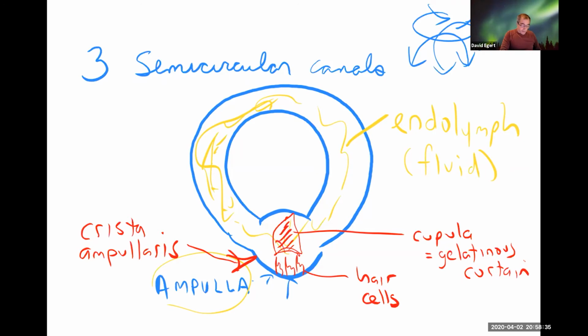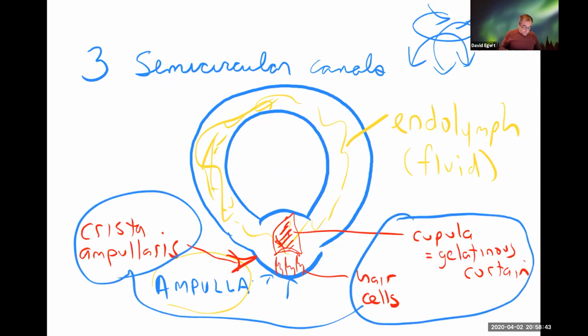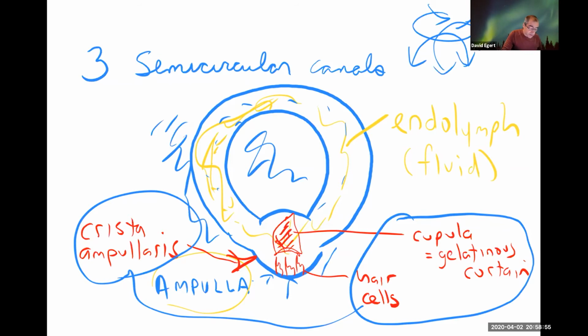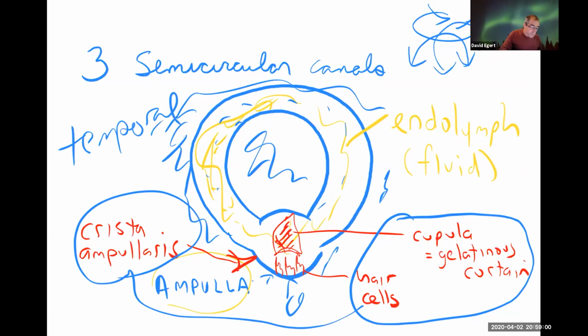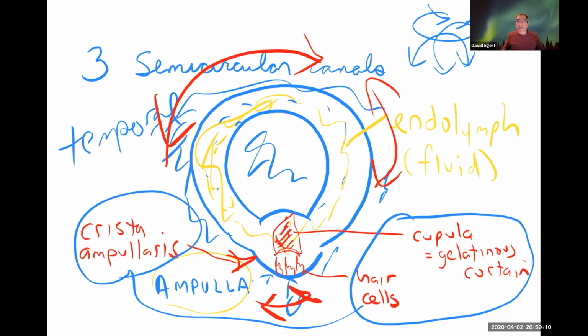So again, together, these two things equal the crista ampullaris. The basic idea here is the endolymph, this fluid, has inertia, and everything else, this is all your skull. These are all caves in your skull, all temporal bone. So if you spin your head one way or another, this whole bone is going to be spinning, but the fluid has inertia.